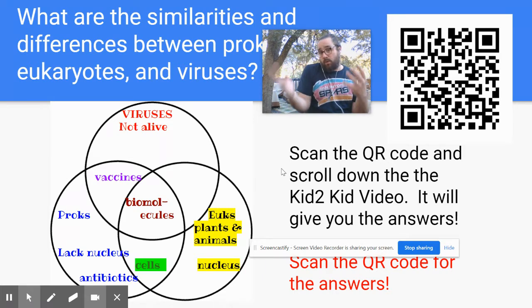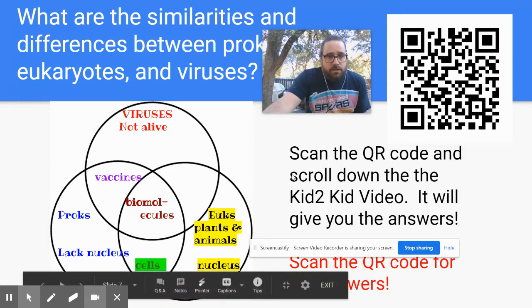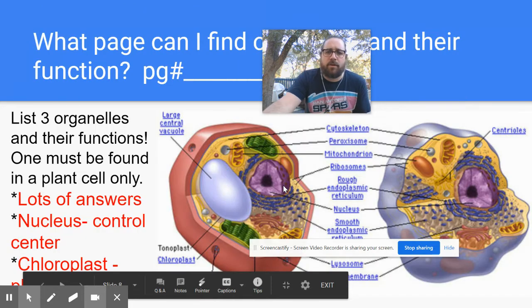One thing that your cells have in common with prokaryotic cells is that they're cells. So those are both types of cells. One thing all three of these have in common, I had a hard time with this one, they're made of biomolecules. All life is made of biomolecules. So take a look at that three-circle Venn diagram.